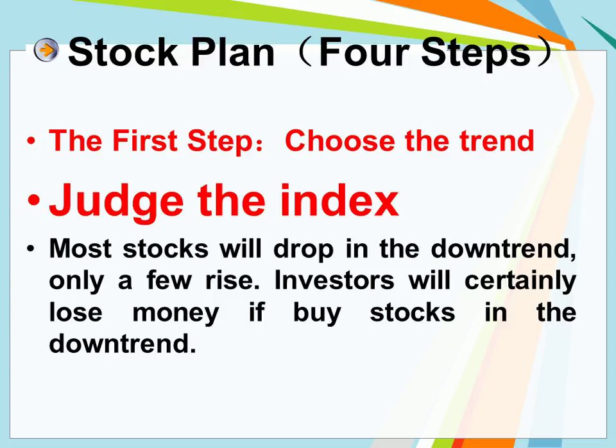Judge the index. Most stocks will drop in a downtrend, only a few rise. Investors will certainly lose money if you buy stocks in a downtrend. So direction is the key factor in our stock trading. So judge the index first. If the index is good, you just buy stocks. If not good, you keep your money.